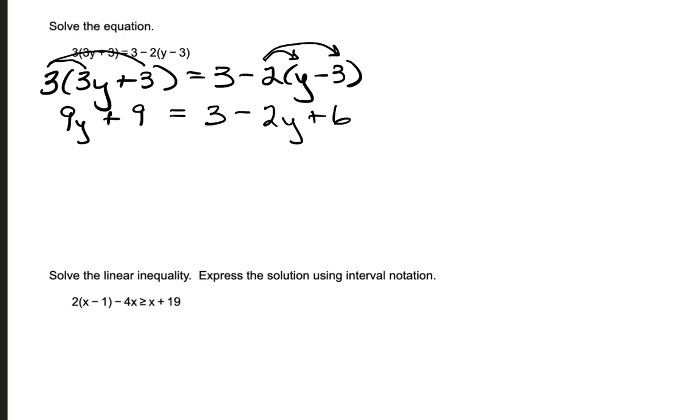Okay, combine anything you can on each side. Let's see, I don't want to run out of room. I didn't leave myself a lot of room. So we have 3 plus 6, so we'll get 9 minus 2y. From here we want to combine our y's, or whatever the variable is, to one side. I'm going to bring negative 2y to the left side, so I'll do it in red. We have plus 2y.